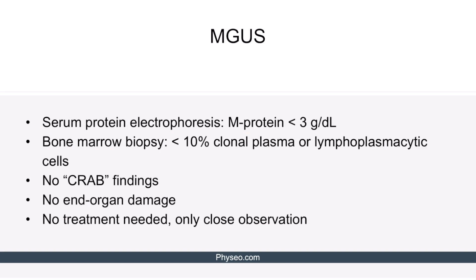The diagnosis of MGUS is made by the presence of a triad of findings. First, SPEP detects M protein, typically lower than 3 grams per deciliter. Second, there are less than 10% clonal plasma or lymphoplasmacytic cells in a bone marrow biopsy. And third, it's important to note that the patient has no CRAB findings that are associated with multiple myeloma and no evidence of end organ damage, such as lymphadenopathy, hepatosplenomegaly, or hyperviscosity. No treatment is needed in MGUS. However, close observation and evaluation over time should be considered.